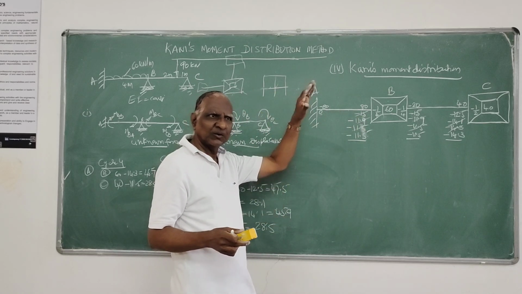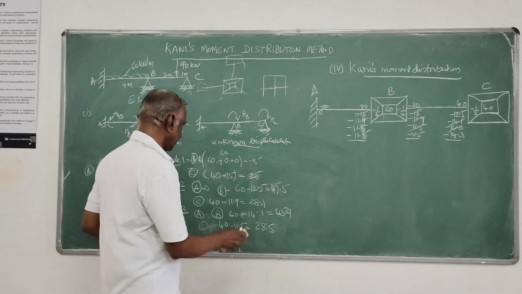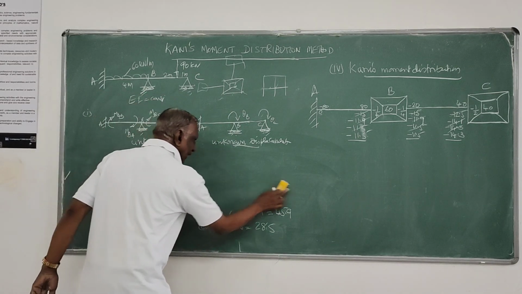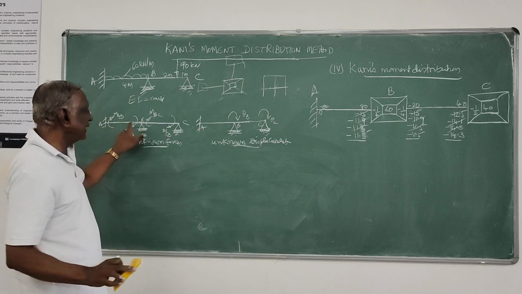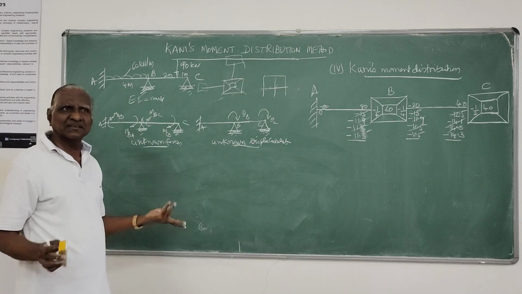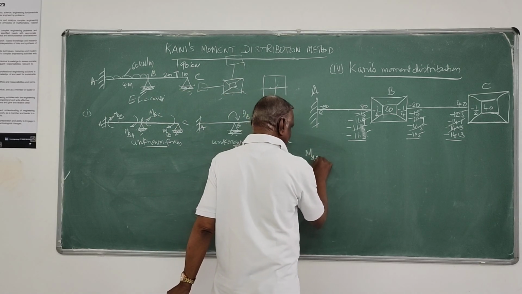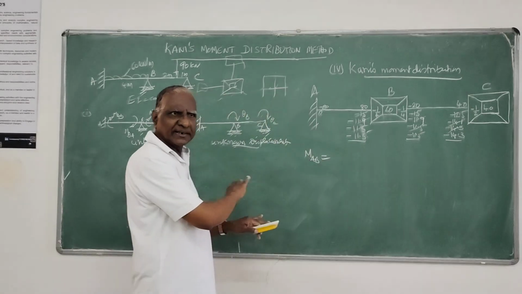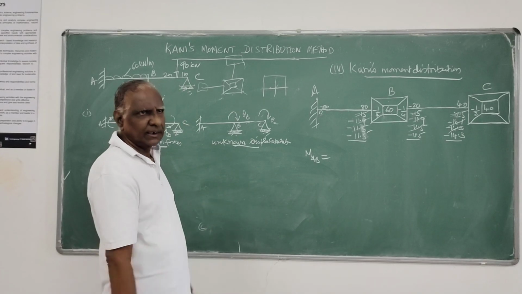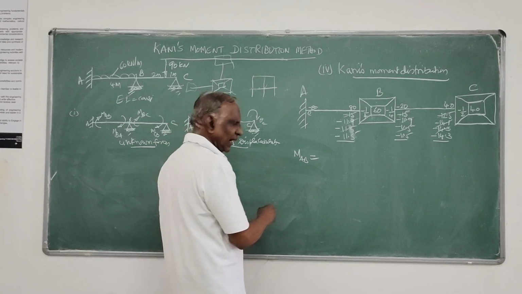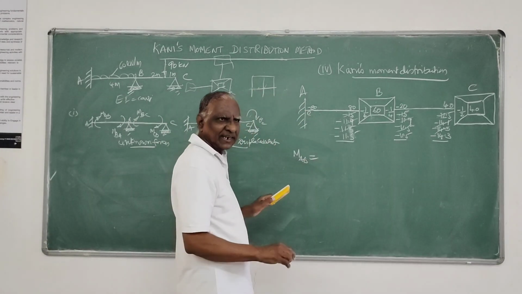That's all you have to do in each and every cycle. So this you can take it out. Now you can find the final moments, MAB, MBA, and all these things. That's it, total. So you take MAB. This also I told, moment at any end of the member in local coordinates is given by fixed end moment at that end.